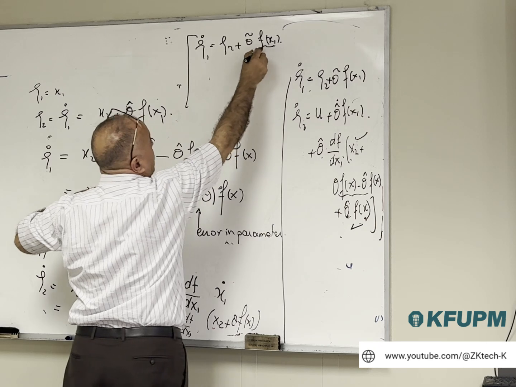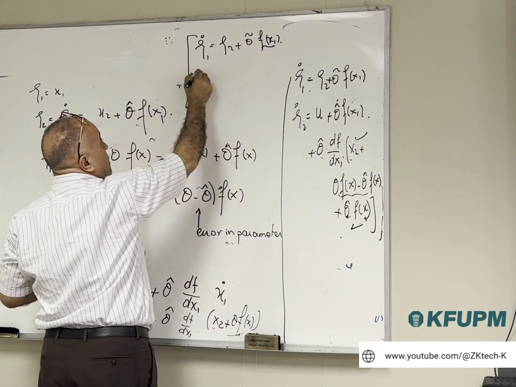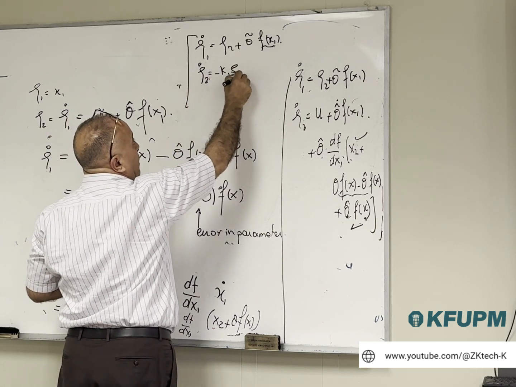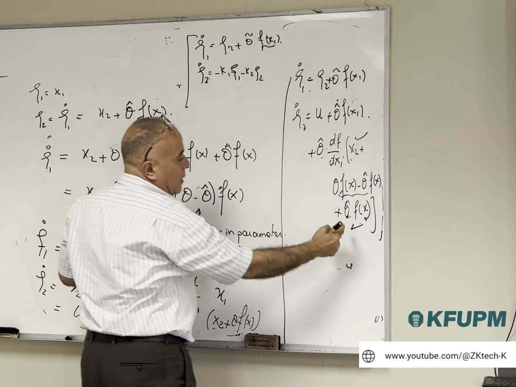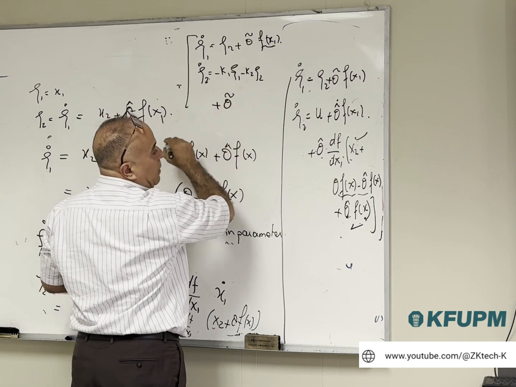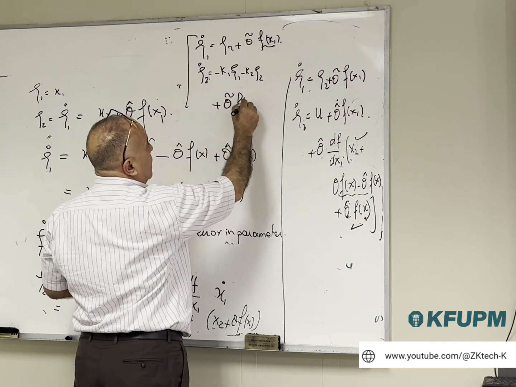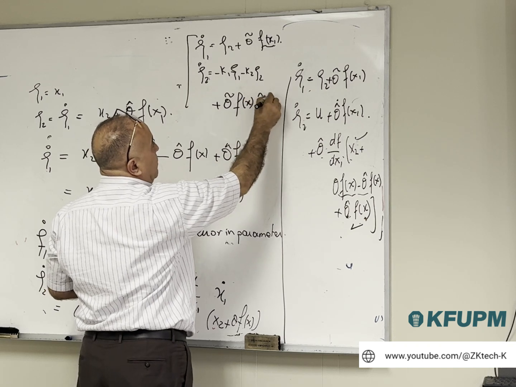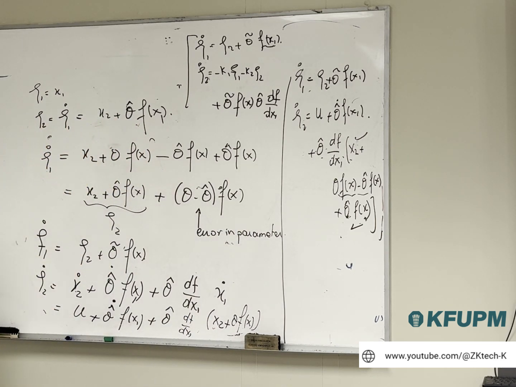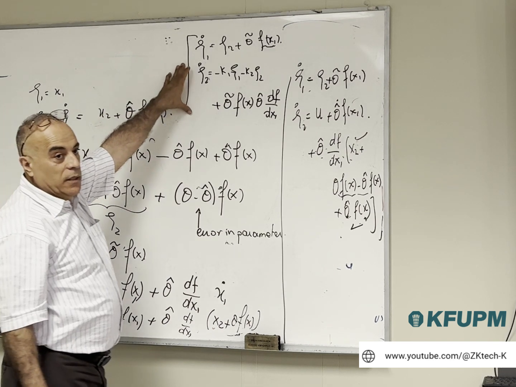And then we can try to find how to represent f of x1 here in terms of zeta. And zeta 2 prime will be equal to minus k1 multiplied by zeta 1 minus k2 zeta 2. But this term will stay here, so plus theta tilde multiplied by f of x, multiplied by theta hat multiplied by the derivative of f with respect to x1. So this is how your system will appear. Everybody agrees with this? So this system is a second order system.